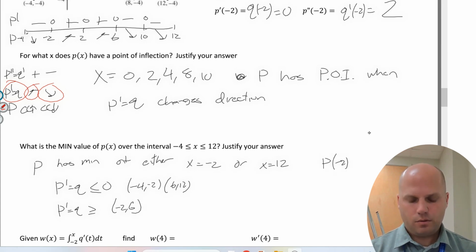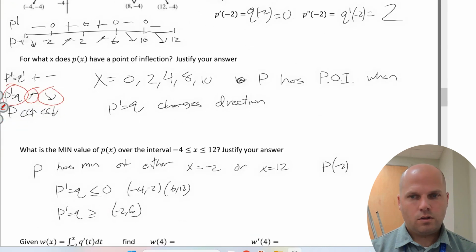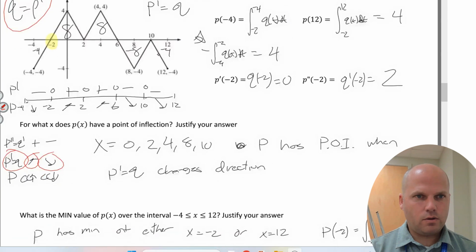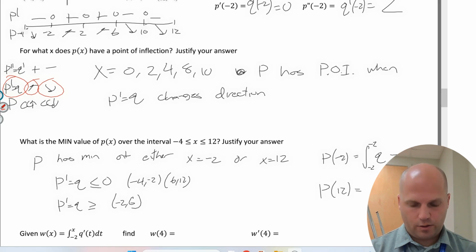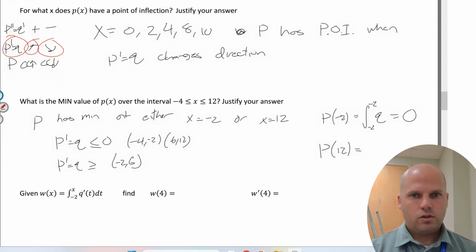P of -2 is 0. Just write down you're accumulating -2 to -2 of Q. The accumulation from -2 to -2 of Q is 0. And then P of 12 we found earlier, so we don't have to show the work again, is 4. So it turns out the minimum value is 0.